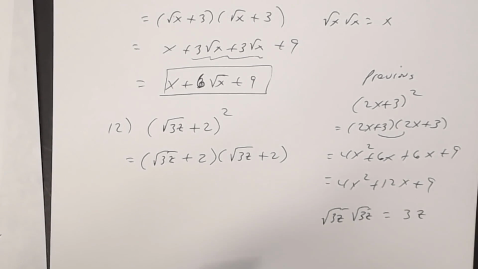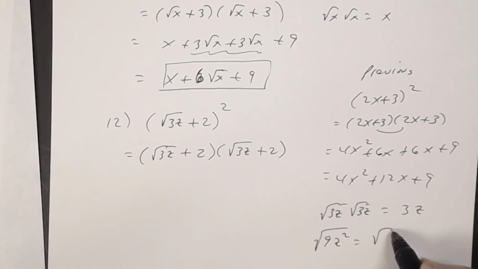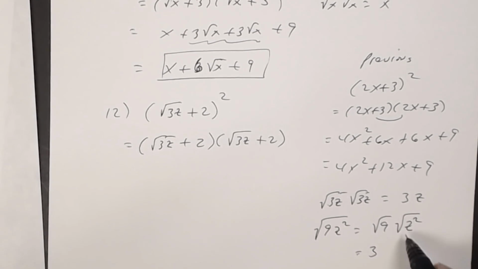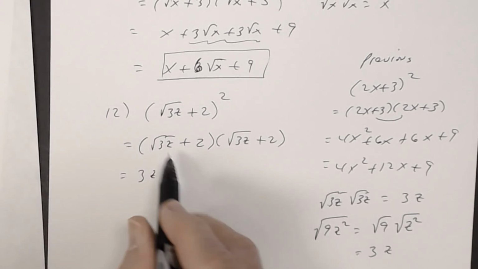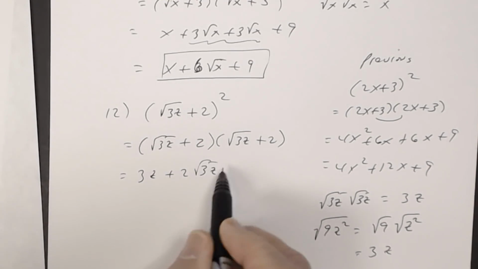Since the radicands are the same. So if you multiply it out, you get 3 times 3 is 9. Z times z is z squared, right? So it becomes the square root of 9 times the square root of z squared. The square root of 9 is 3, and the square root of z squared is just z. So you get 3z. The outer is 2 square root of 3z.